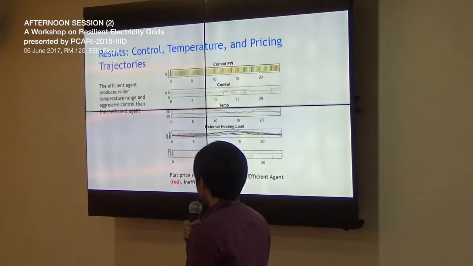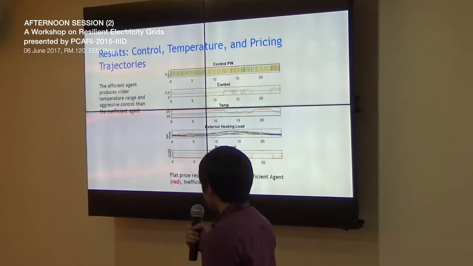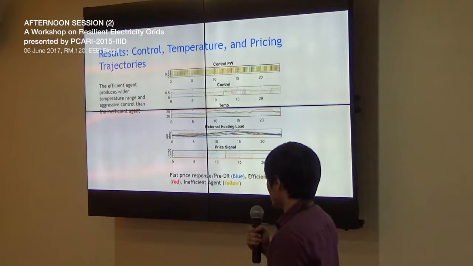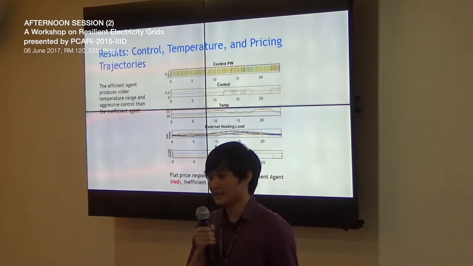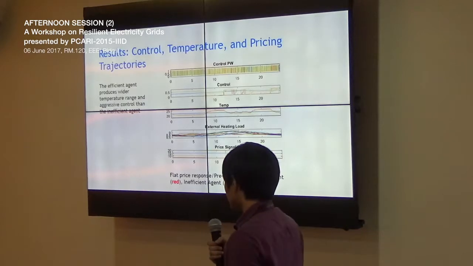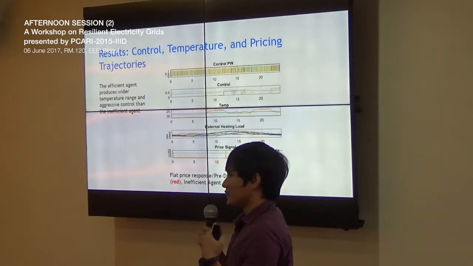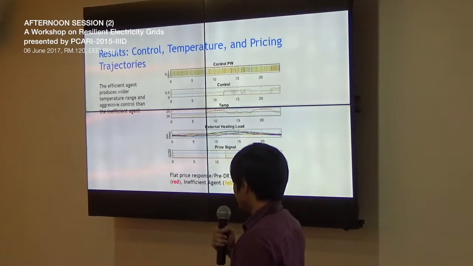So these are the results for the contract itself. The external heating load there has a bunch of lines. It's essentially the scenarios that you would encounter for a 30-day contract period. That's supposed to be your historical weather data.